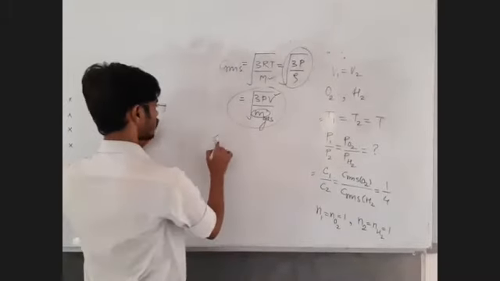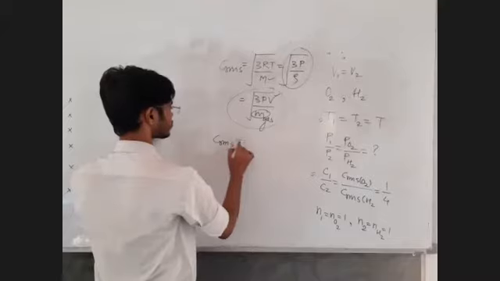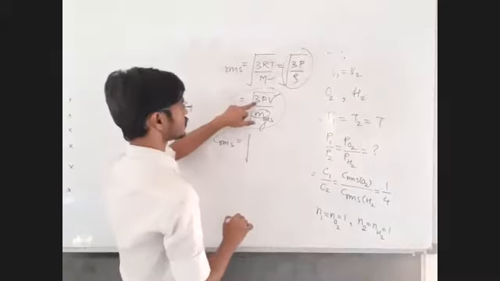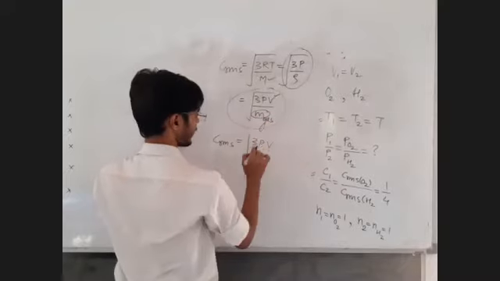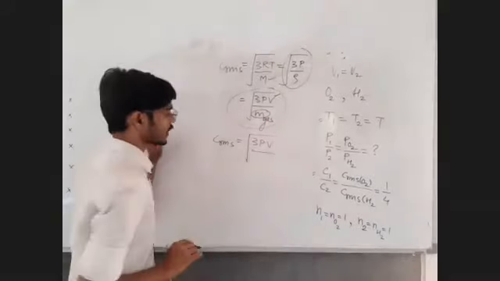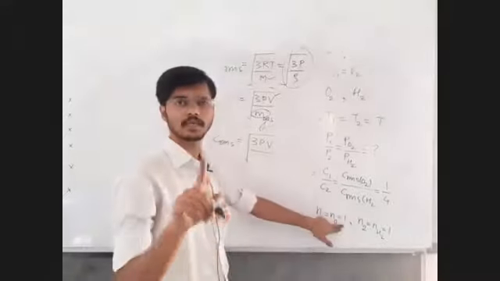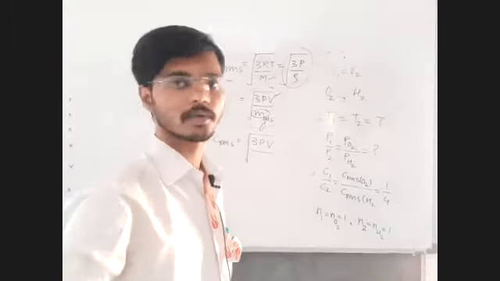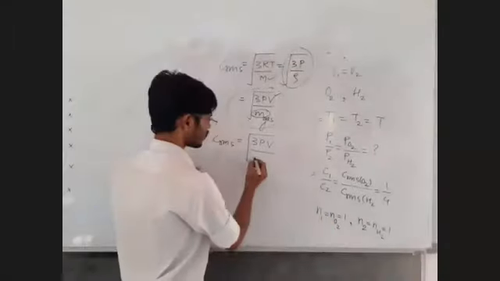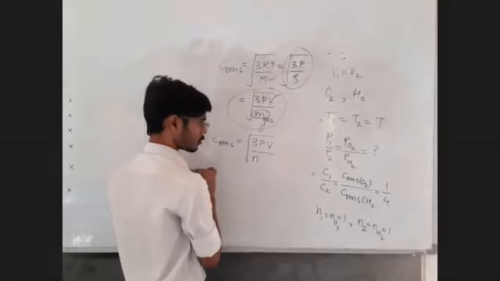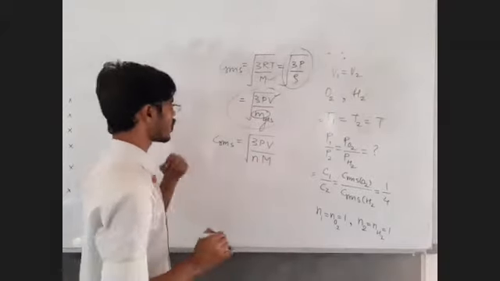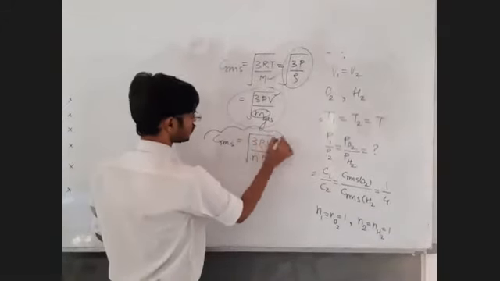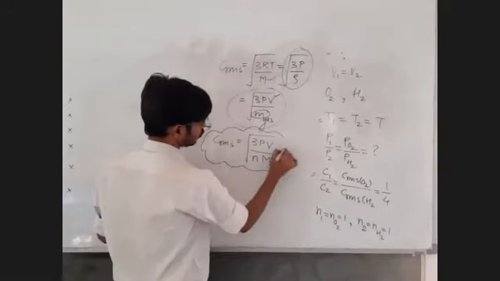Okay, so you may directly write under root 3PV by M. And what is the mass of the gas? See, right now you are given 1 mole. So you shall write there number of moles into molar mass. Mass of the gas is number of moles into molar mass. In this way, you shall proceed to find out the answer.